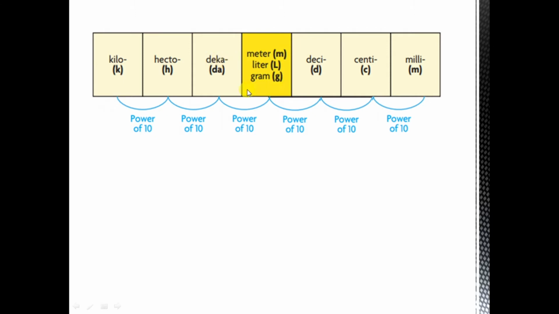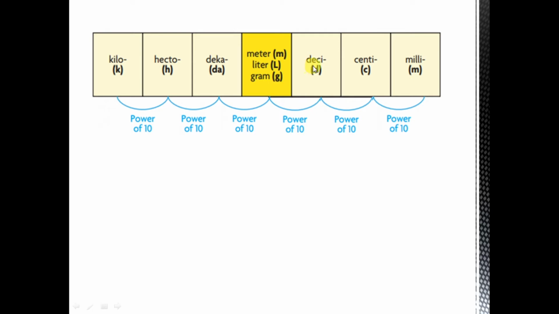Then in the middle we will see different measurement units. Meter: we use meter to measure length. Liter: L stands for liter, and we measure the volume or the capacity of liquids and fluids. Gram: G stands for gram, and we use gram to measure weight.